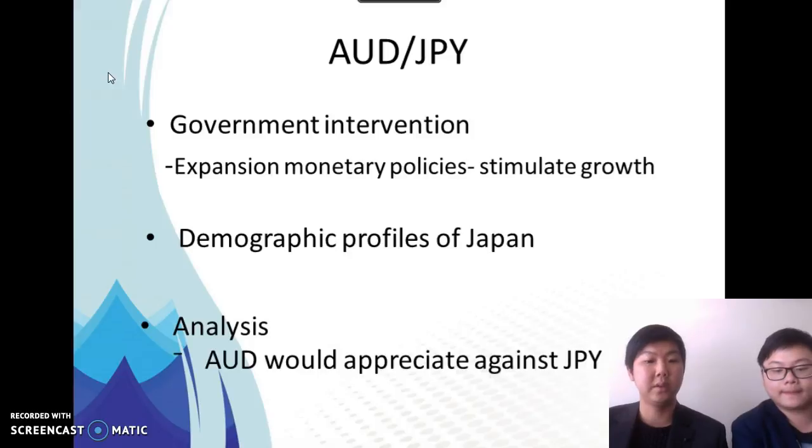And in conclusion, we believe from our analysis on the combination of the mentioned economic indicators has led us to conclude that the USD will appreciate against the Australian dollar and Australian dollar against the Japanese yen.